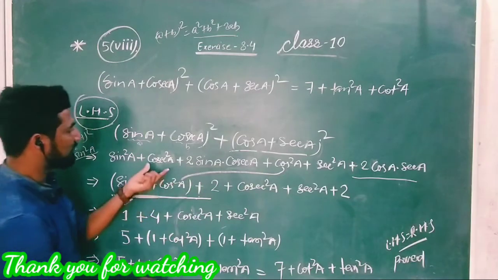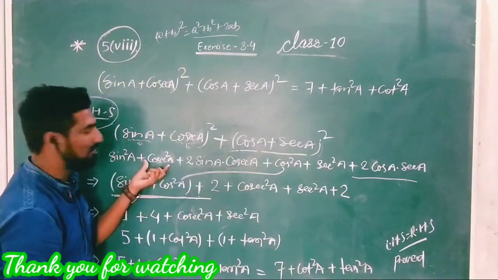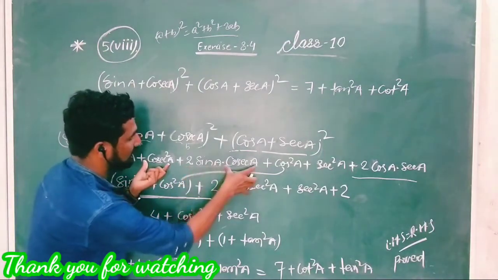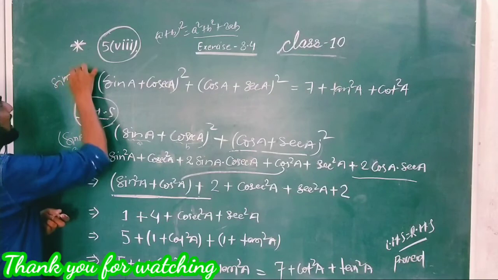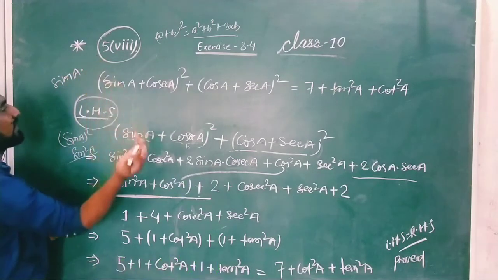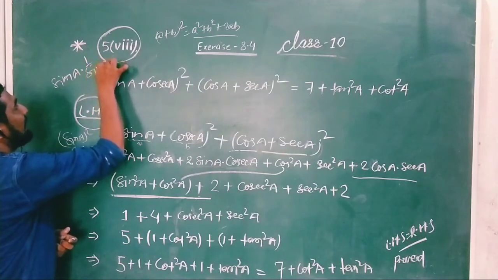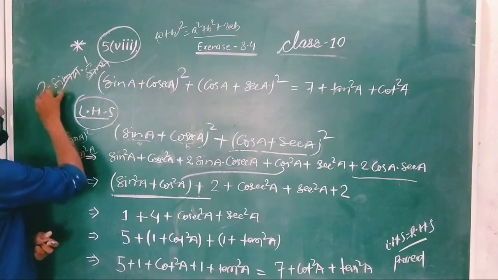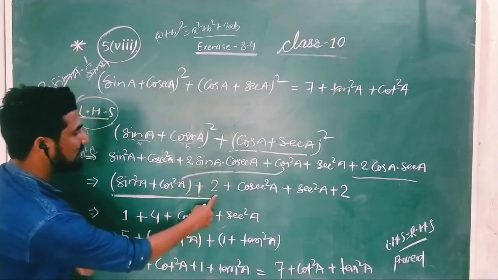Then after that it was 2 sin a into cosec a, this is also left, I will write. So 2 sin a into cosec a, and cosec a can be written as 1 by sin a, and it will be cancelled, and 2 will still be left. So 2 is written and the rest is cancelled.